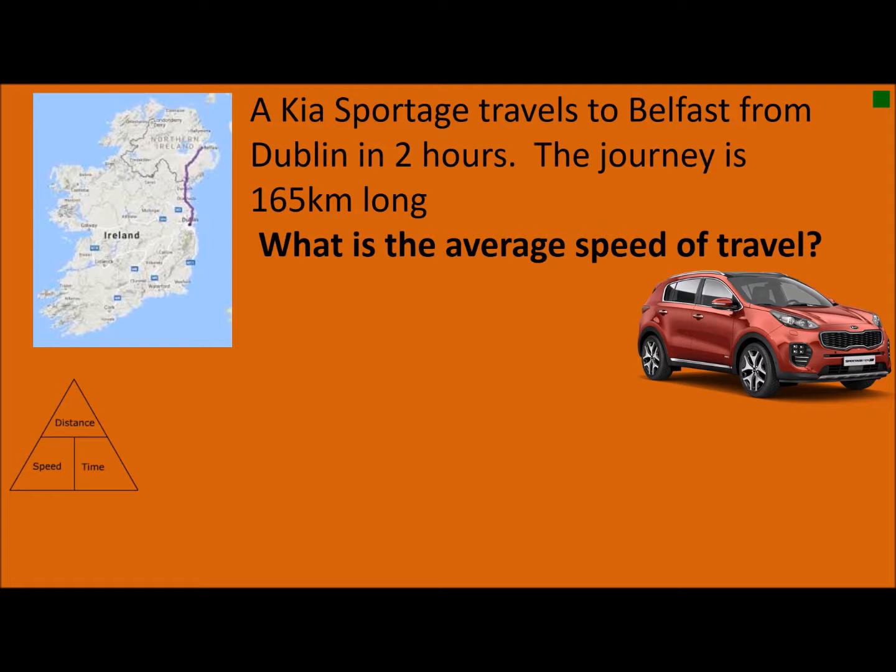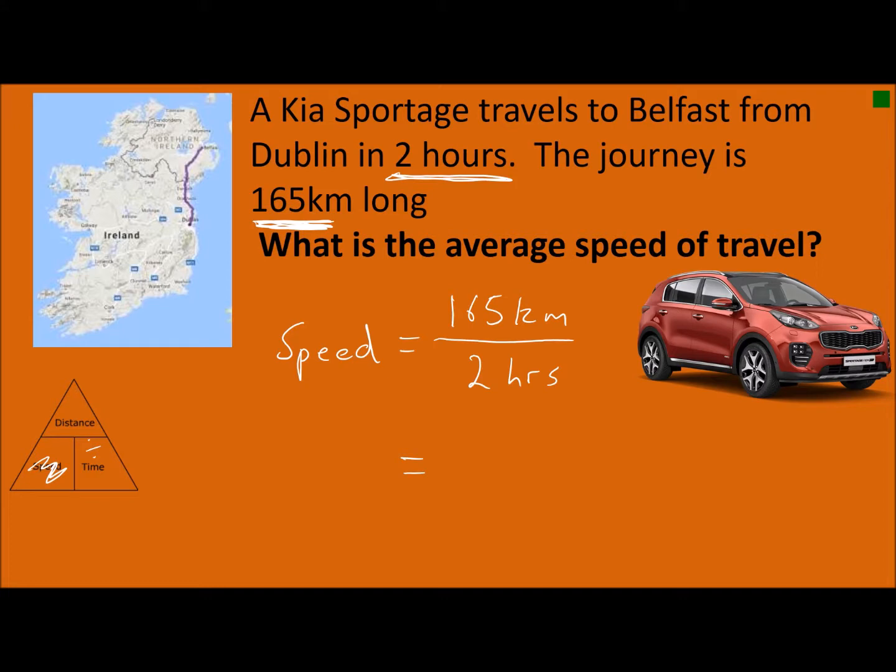One pen. 2 hours. What's the time? The journey is 165 kilometers long. Kilometers long indeed. That's a distance. So what we're looking for this time is speed. If you look at it, speed is equal to distance over time, distance divided by time. So our distance is 165 km. Our time is 2 hours.